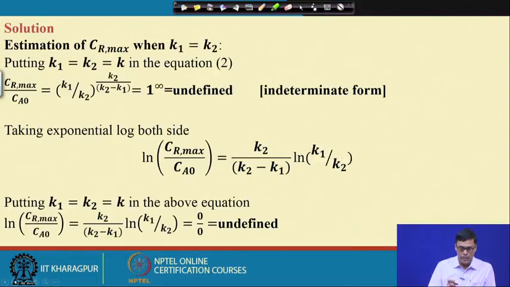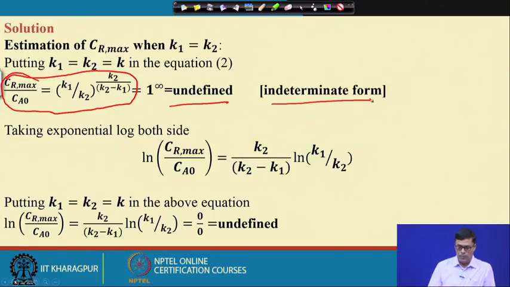Now, the second approach that we have, again we shall have to go back to what we have derived earlier. In this we have shown that CR by CA0 equals this. Now, here also if we put k1 equal to k2, then this will be 1, and this is 1 minus 1, that is 0, so it is infinity. This is undefined. What you call the indeterminate form. This equation also we have seen is undefined.